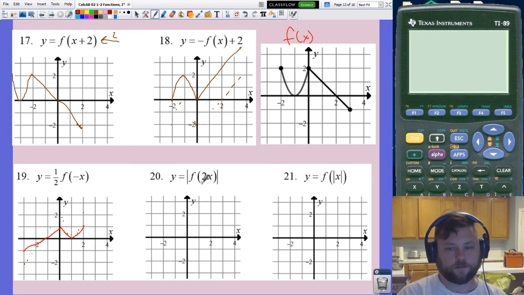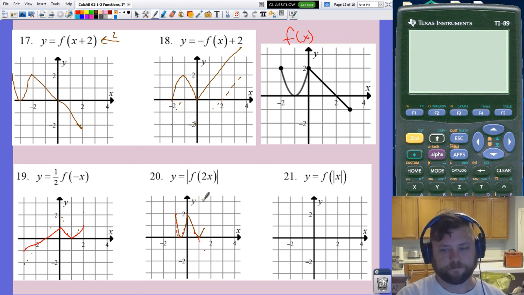This one, absolute value f of 2x. So the 2x is going to make it skinnier. So it pushes it in. So in this case, a 2x is going to make it do this. And the absolute value actually makes it so anything that goes negative flips up to the top. So your real function is going to look like this, and then it's going to go down. But then this part's going to go back up.